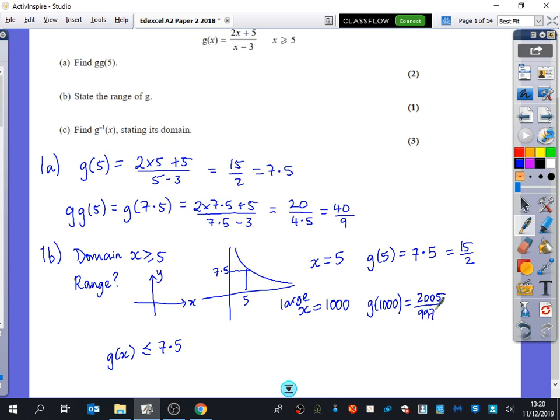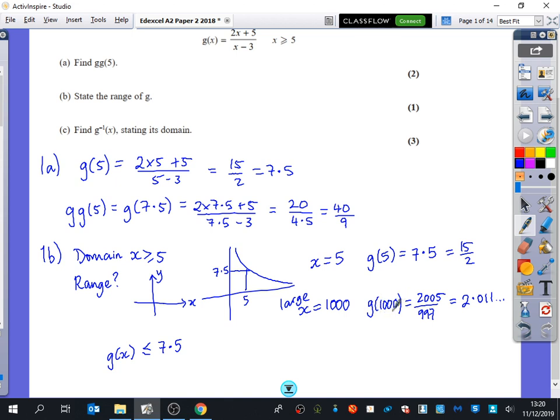And you can see this is going to be roughly 2,000 divided by 1,000. It's going to be roughly 2, but it's actually going to be a bit bigger than 2. It's going to be 2 point, let me just grab my calculator. So we got 2005 divided by 997. It's actually 2.011, like this.